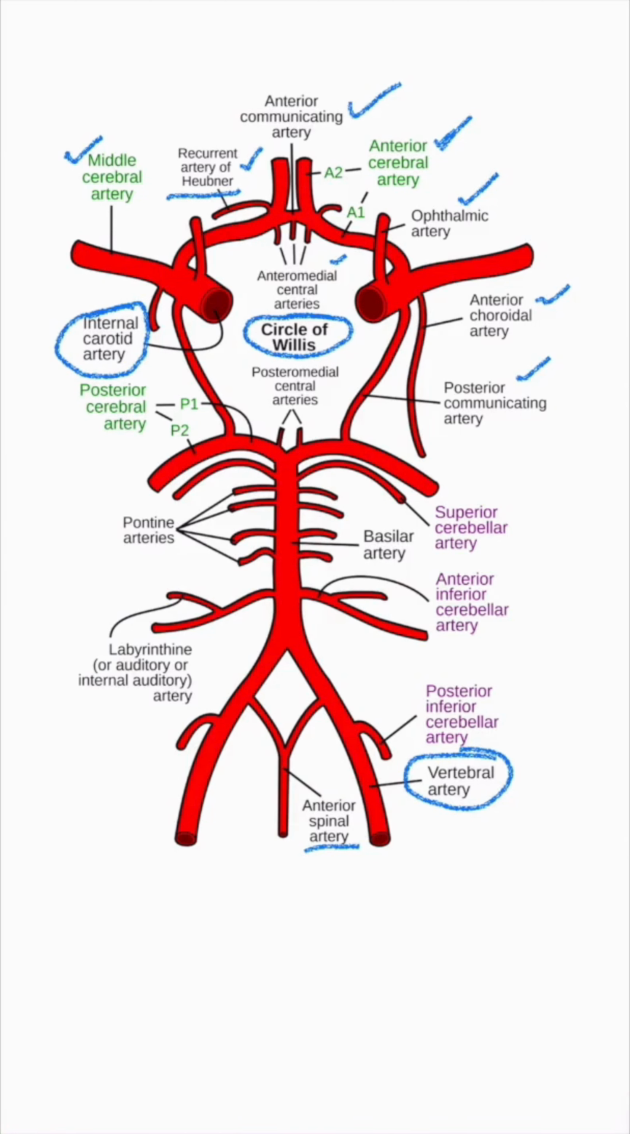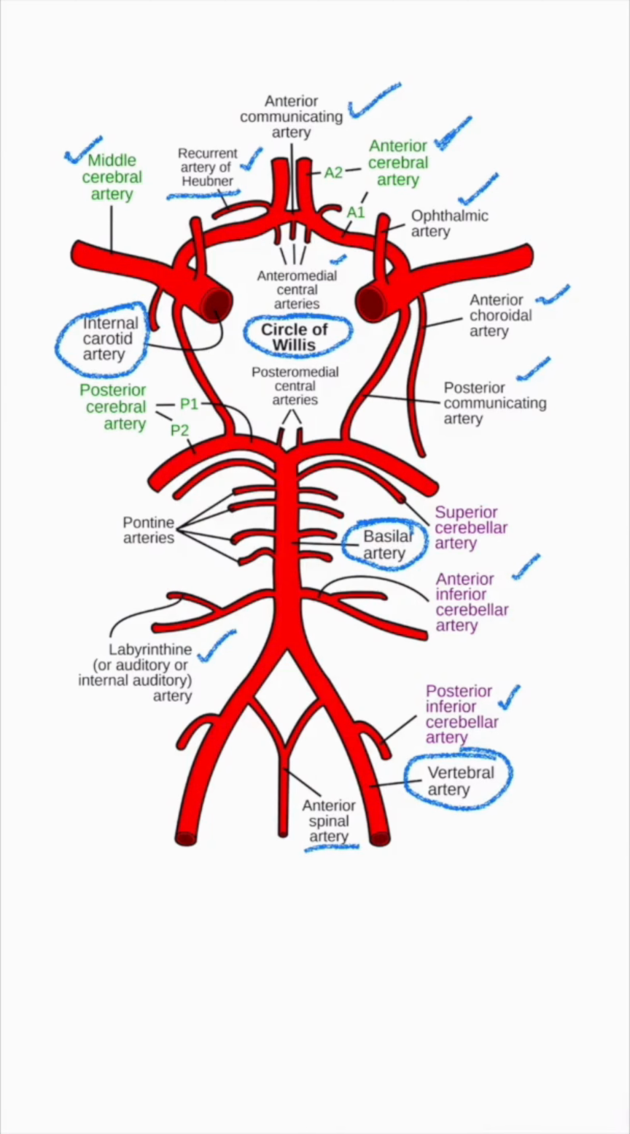Then it also gives the posterior inferior cerebellar artery, which has a tortuous course. Then it gives its branch called the anterior inferior cerebellar artery, and from that you can see there is also a labyrinthine branch, also called the internal auditory artery. Actually, the two vertebral arteries first form a basilar artery, and from the basilar artery you can see the anterior inferior cerebellar artery has been given out.